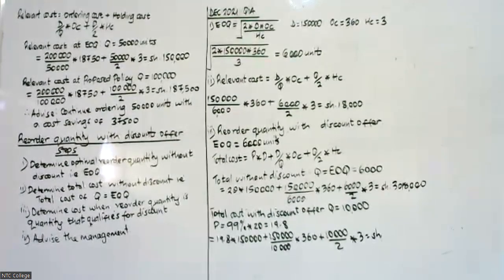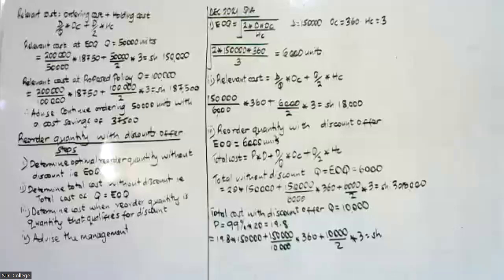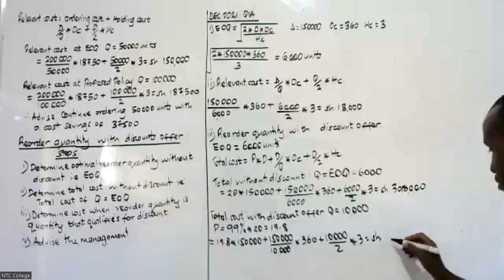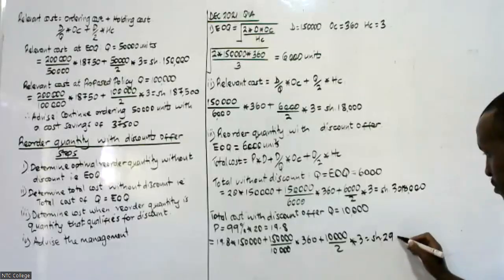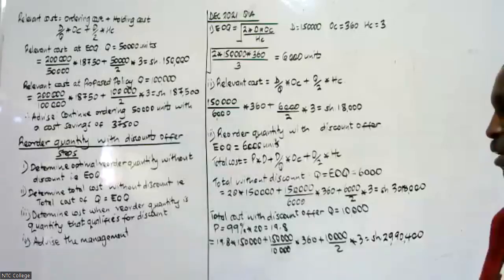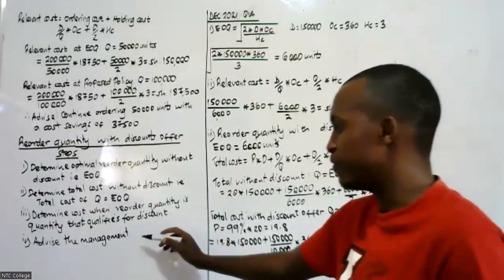I got 2,990,400. 2 million, 990,400. Sawa. The next thing you do is you advise.